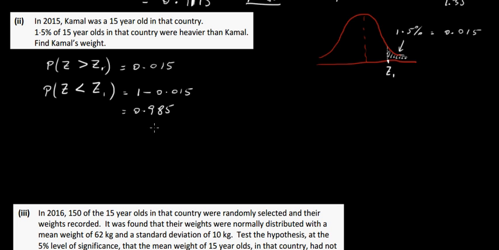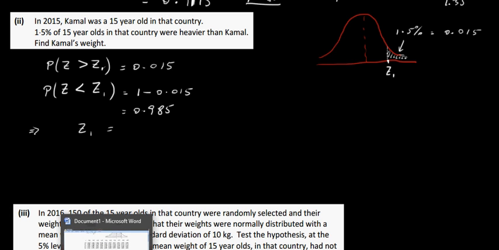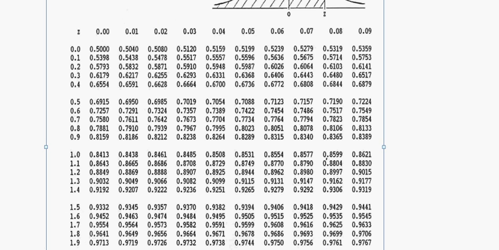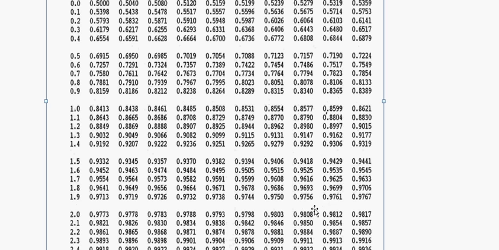Okay, so now all we've got to do is work backwards. We have less than and we have a z1. We know that z1 is positive, so everything is fine here. So we've got to look up this 0.985 in our tables. So let's have a look for that. Just go back to this table again. Now we're looking for 0.985. So that's going to be somewhere around here. Yeah, this is it here, 0.985. It's an exact value here, so that's fine.